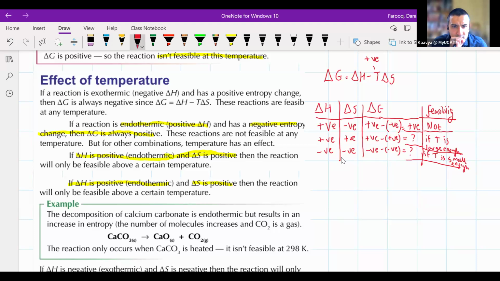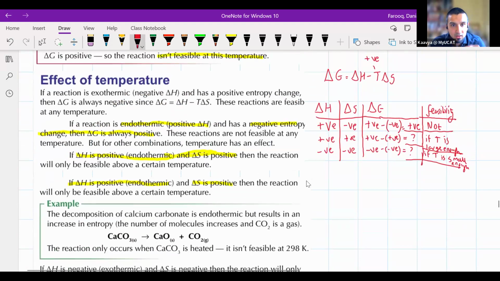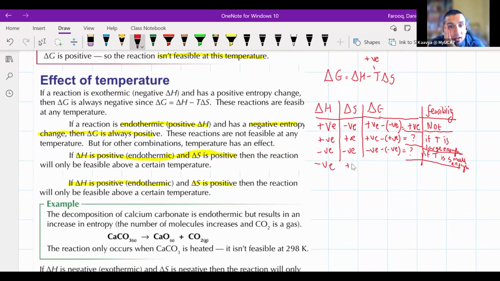And then I think there's another one where it's negative and positive. So you could have an exothermic reaction with a positive S, and you start off as negative, and then you're minusing something positive, you're always going to stay negative. So it's always feasible.